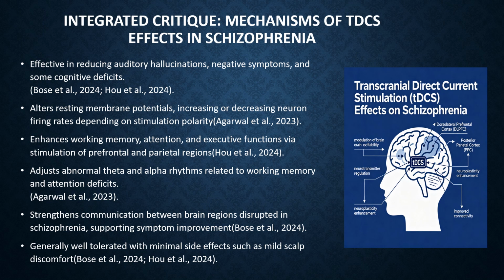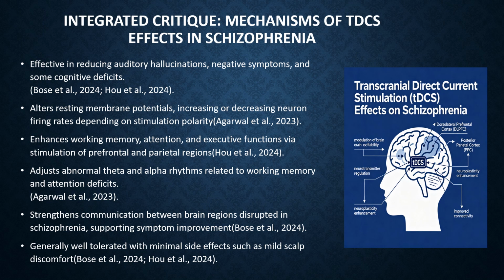TDCS has proven effective in reducing key symptoms of schizophrenia, including auditory hallucinations, negative symptoms such as social withdrawal, and some cognitive deficits. It works by altering the resting membrane potentials of neurons, which either increases or decreases their firing rates depending on the polarity of stimulation. This modulation improves cognitive functions like working memory, attention, and executive control by targeting the prefrontal and parietal brain regions.